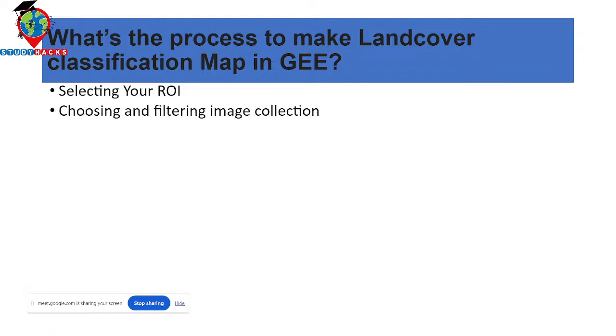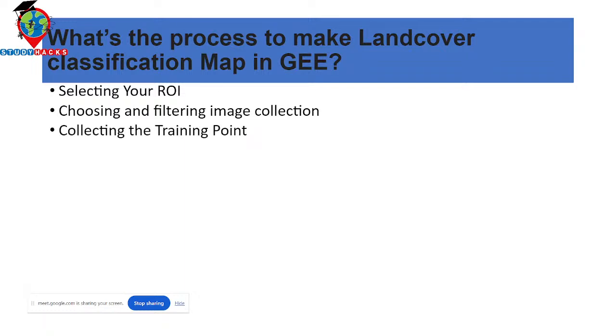Second, you have to choose and filter your image collection. If you want, you can use either Landsat or Sentinel. Both follow the same approach when you want to make the land use land cover classification map. You just choose your image, Landsat or Sentinel, then filter the image collection. We already know about filtering the image collection, and we already learned different approaches for image filtering.